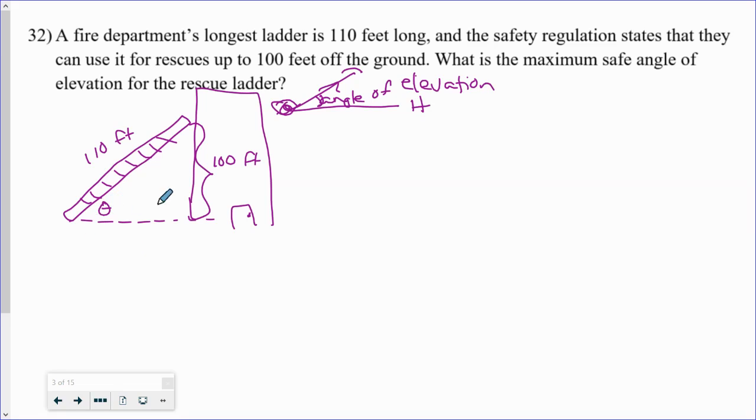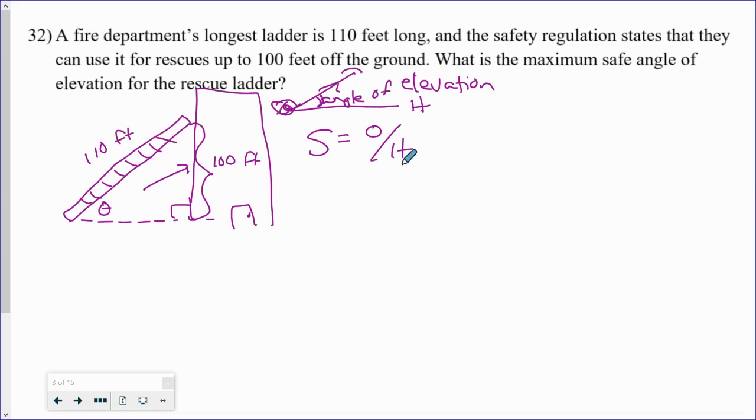So again, I have tangent. Well, do I have tangent? No, I don't. I have sine, right? Because I have the opposite over the hypotenuse. Sorry about that. Sine is opposite over the hypotenuse. This side's the adjacent. We don't need that side. And we know that this is the hypotenuse because it's opposite the 90.